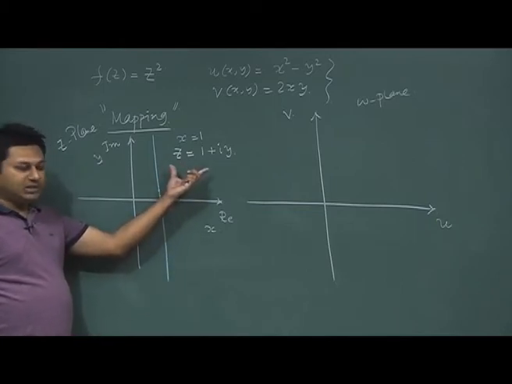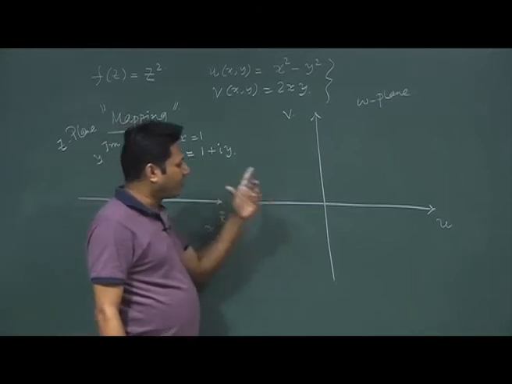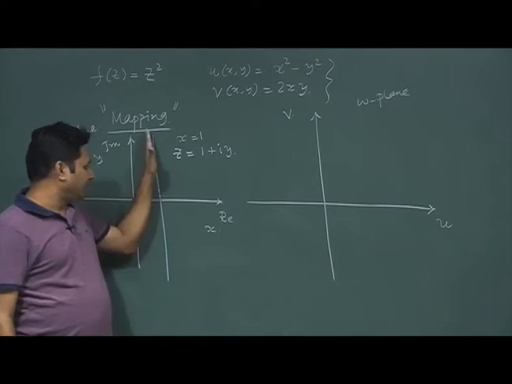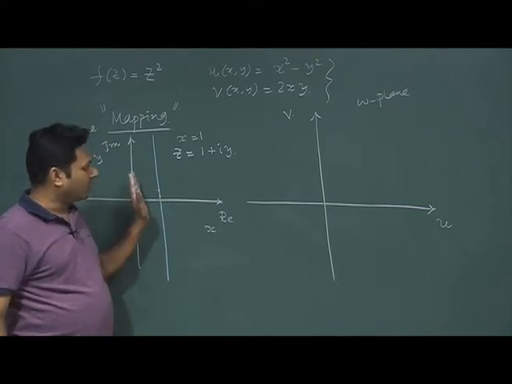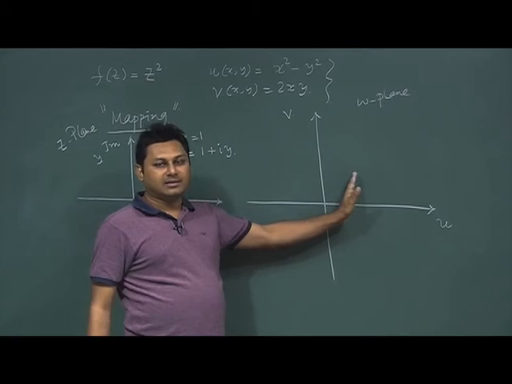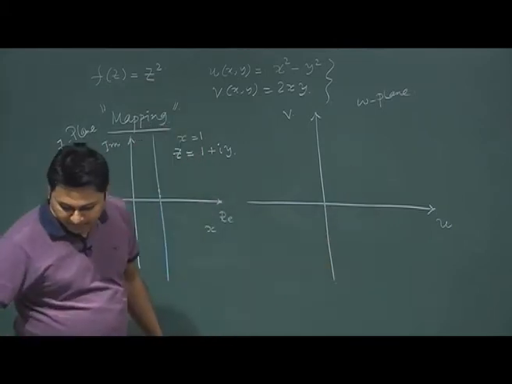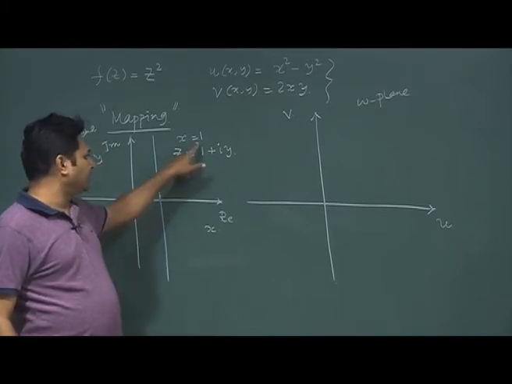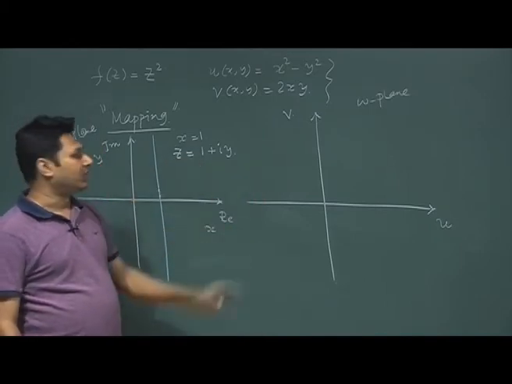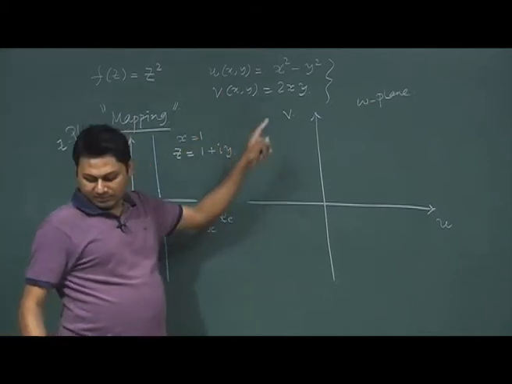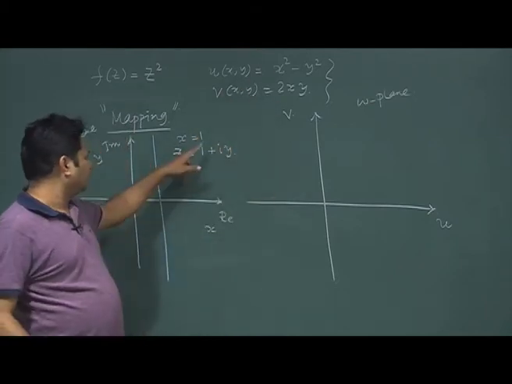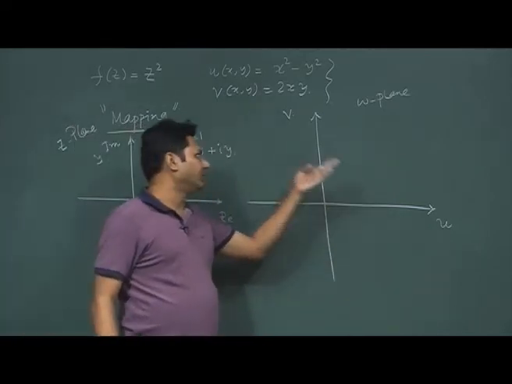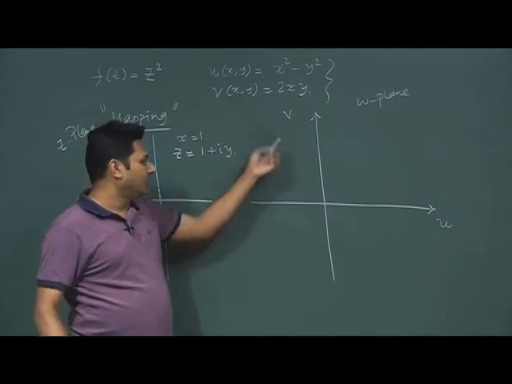If my z is changing in this way, what will be the form here in u and v? That is the question. I want to find out how it will look in the w plane. It is called a mapping. So I want to map this particular variation of z with the restriction x equal to 1. I can put x equal to 1 here and find the relationship between u and v. That is the recipe of doing these things.